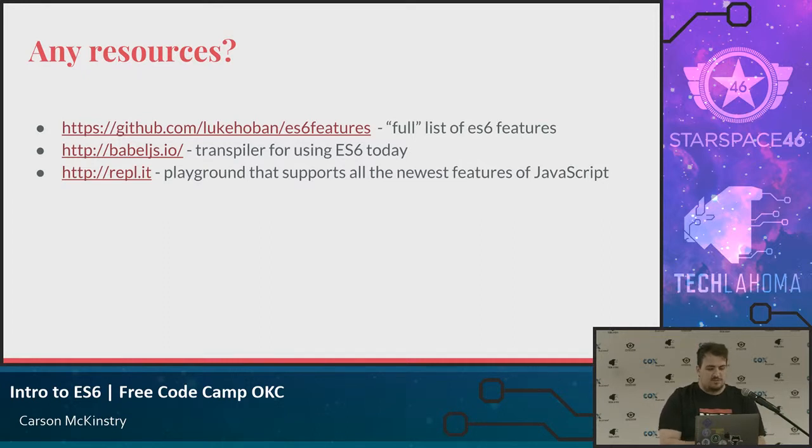The next one is babel.js.io. That is the transpiler that I was talking about a second ago. That'll take ES6 code, turn it into ES5. And then REPL.it, this is a new in-browser code editor that I've been playing around with. Basically, it's just a playground that lets you play with these new features and see what they do without having to transpile it.